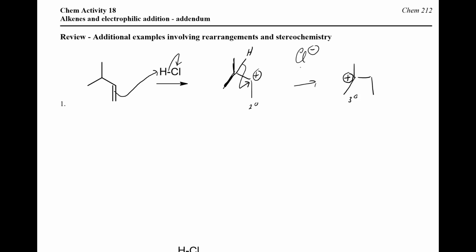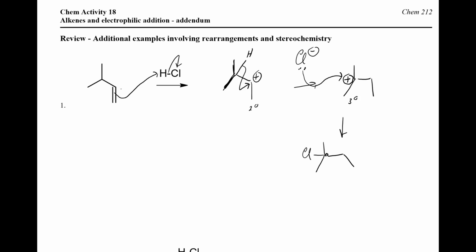As you might expect then, the next step is the chloride will attack at the carbocation, and our product would look something like the following. Now I'm not showing any stereochemistry in this case, but in fact it's not really important because the carbon that involves the addition of the chlorine is not chiral, and therefore we would not expect to have any enantiomers or diastereomers or any racemic mixtures.